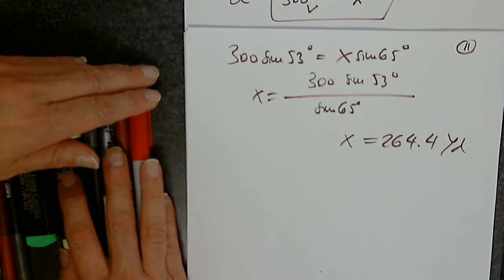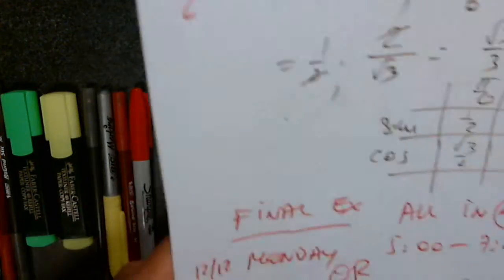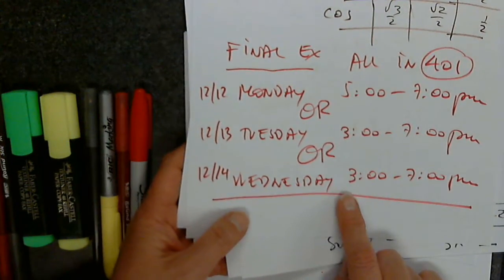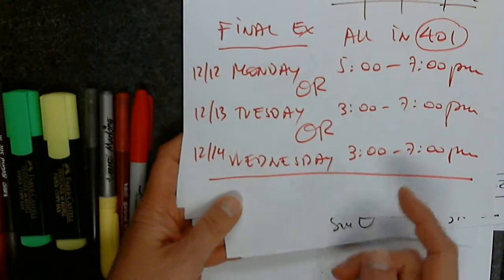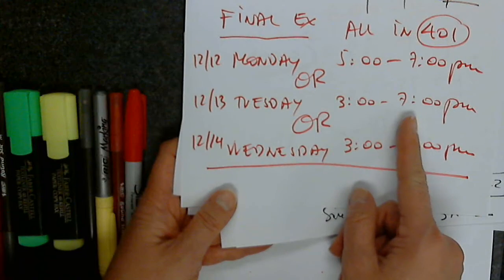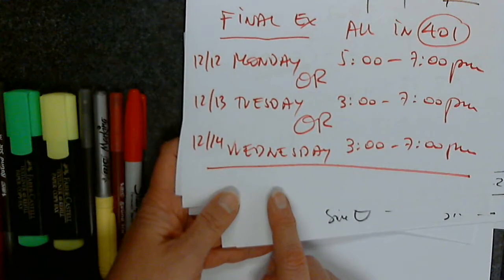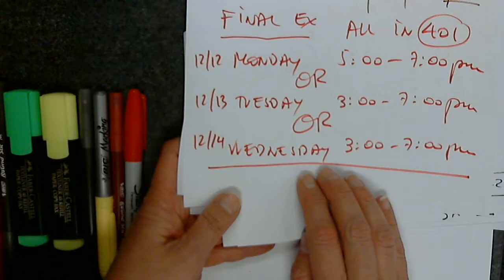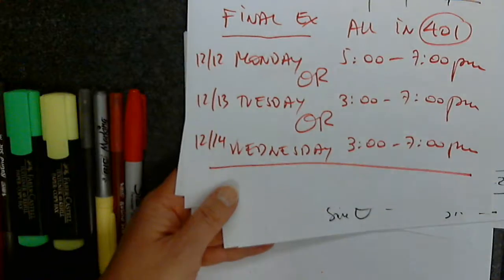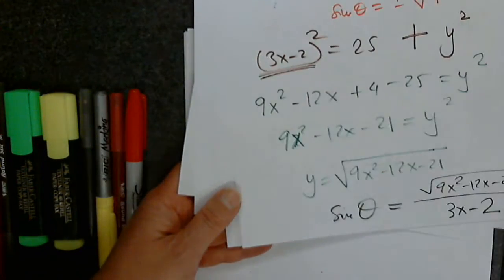Till 6:30. For those of you who came in late, let me say one more time, the final exam, write it down. So these are the options. One more time: 5 to 7 on Monday, 3 to 7 on Tuesday, and 3 to 7 on Wednesday. Beyond Wednesday evening, if somebody misses the final exam, I have to calculate the grade with a 0. Okay? So write this down.